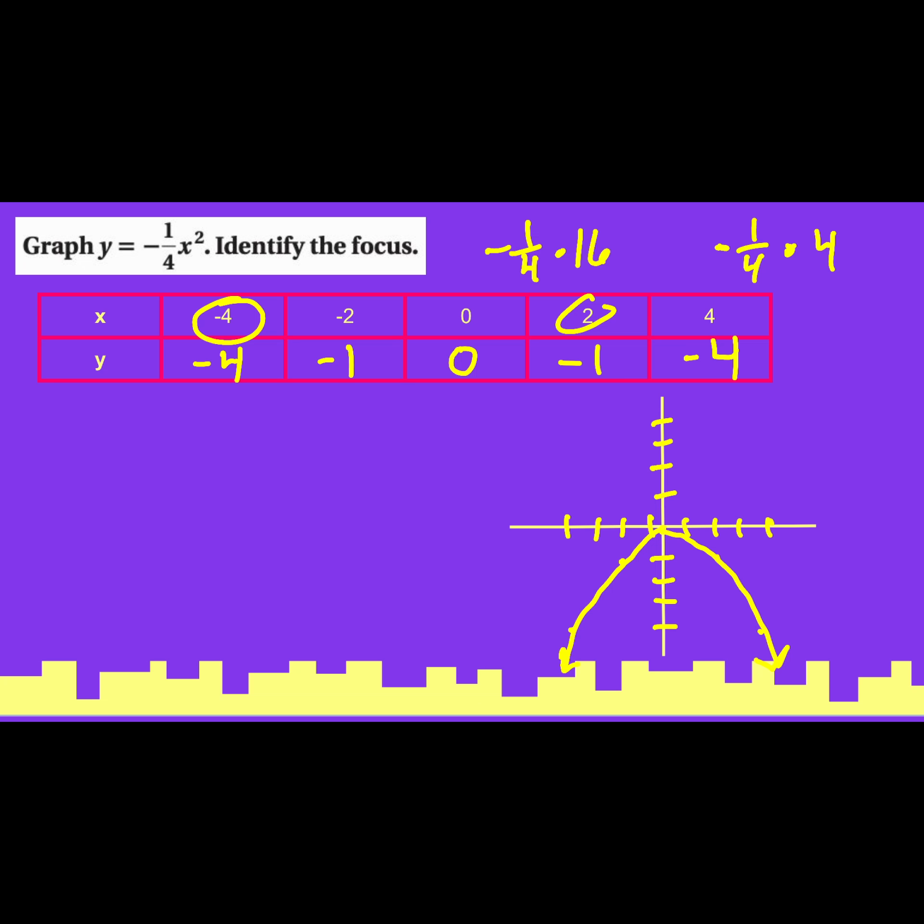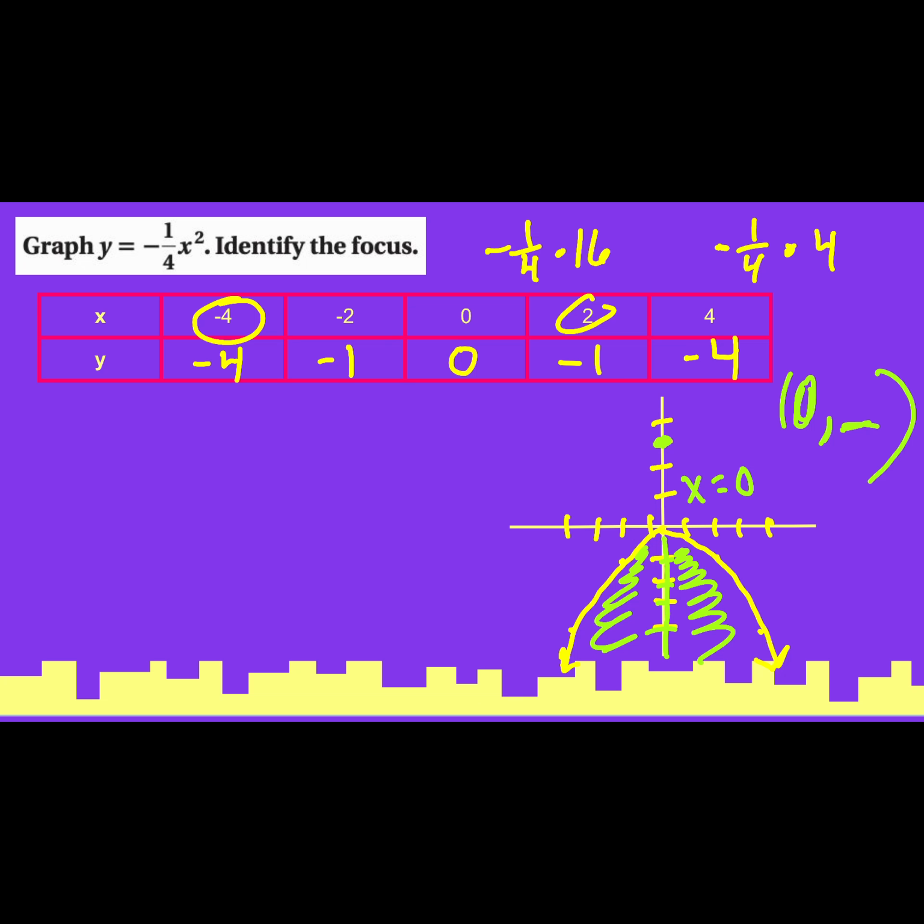Thinking big picture, our focus has to be on the interior of our parabola. We also know that it has to be on our axis of symmetry. Our axis of symmetry is x equals 0, so it has to be on this line somewhere. So our focus is going to be at 0, something. If we get a point for our focus that is positive 3, does that make sense? Is that on the interior of our parabola? Nope. So whatever it is, it has to be negative, because that's the interior of our parabola. Our parabola is facing down.